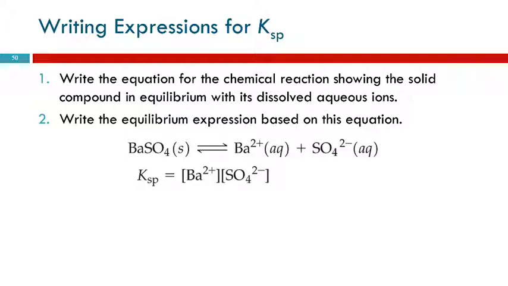Do you include liquids in this one? Well, in KSP there won't be any liquids. It'll be solids and aqueous ions. There won't be any gases either. So it's the concentration of the barium ion times the concentration of the sulfate ion. Normally, if this wasn't a solid, it would be divided by that, but because its concentration can't change, we leave it out. So the KSP expressions are not going to include fractions. So that's good news for some of you.